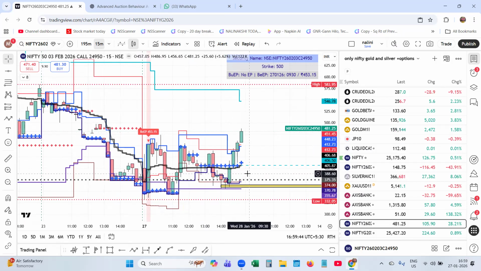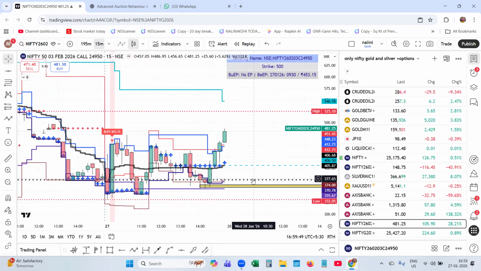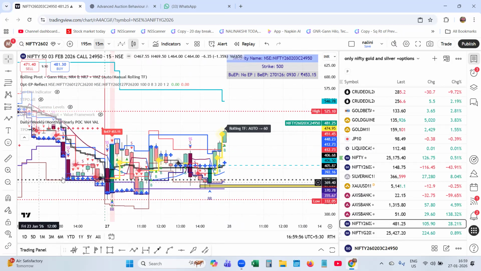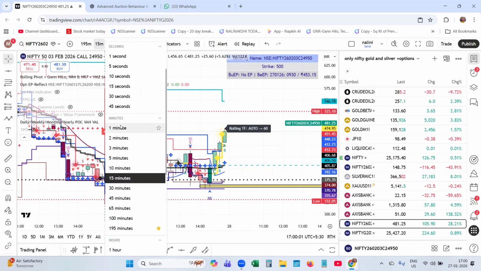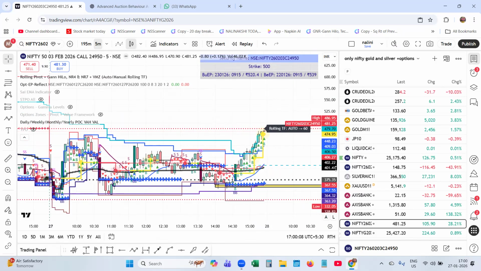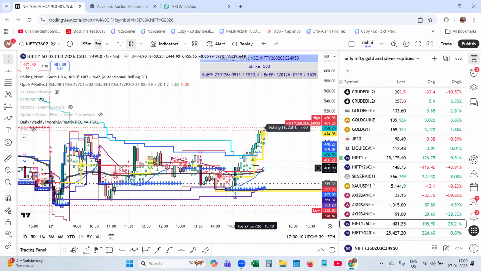So friends, with the TPO indicator, market memory POC, you can make out who is in control. What happens in rolling pivot? See, let me change it to 15 minutes or 5 minutes. On the 5 minutes time frame, real buying, the real step up, has started only here. You can see it has stepped up.